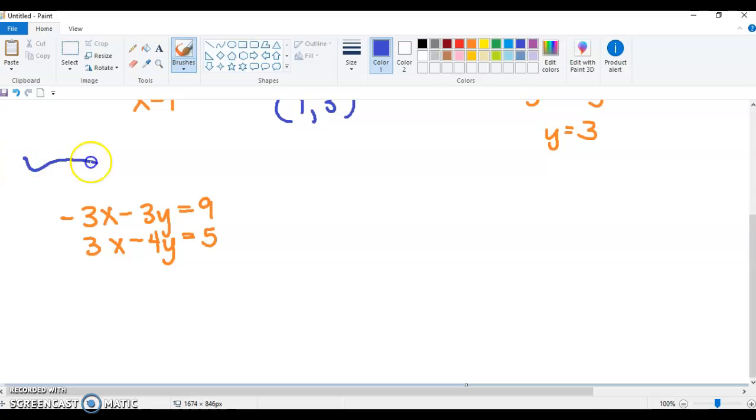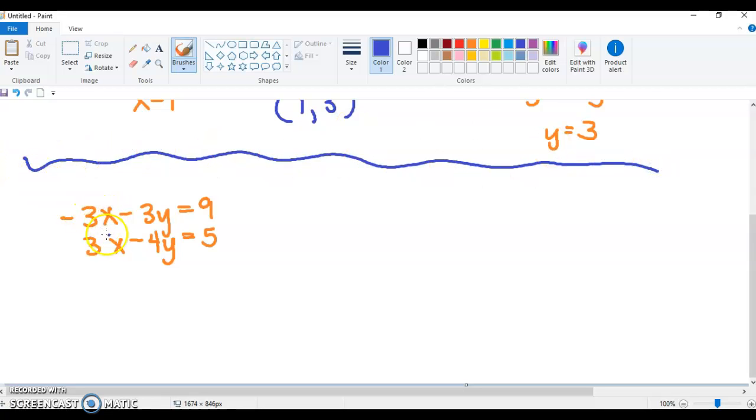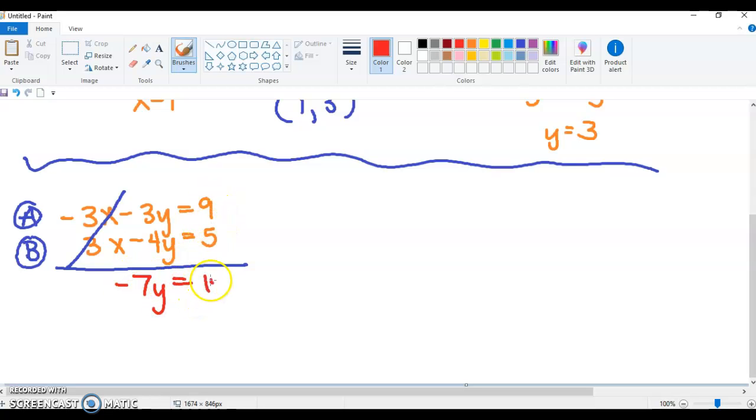So for example here, I have negative 3x minus 3y equals 9 and 3x minus 4y equals 5. Here's equation A and equation B. Well, if I'm using elimination, I know right off the bat I can eliminate right here because a negative 3x and a positive 3x gives me 0. So now I'm going to combine everything that's the same. So negative 3y minus 4y gives me negative 7y, which equals 9 plus 5 is 14. So I'm going to divide by negative 7. Therefore, y equals negative 2.